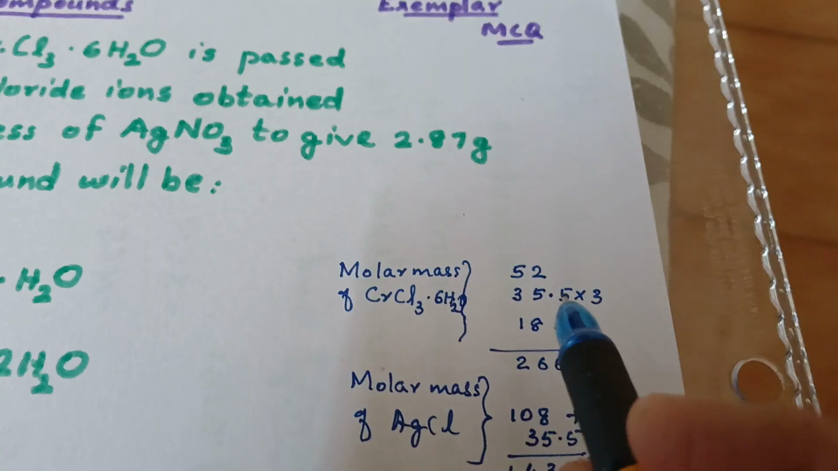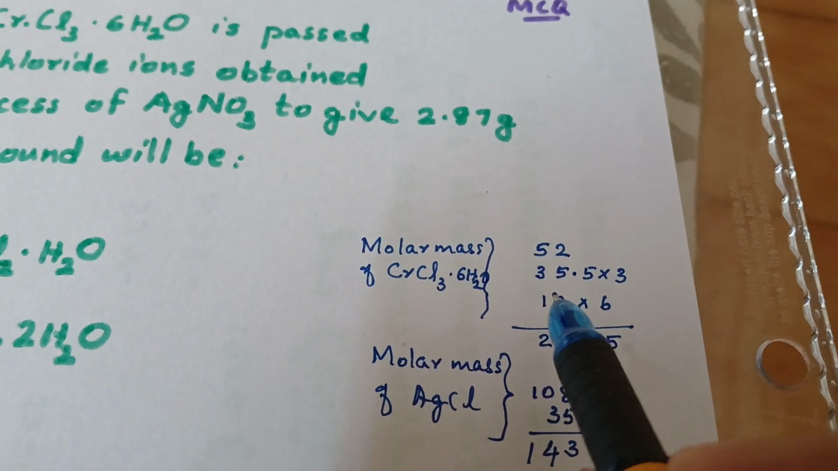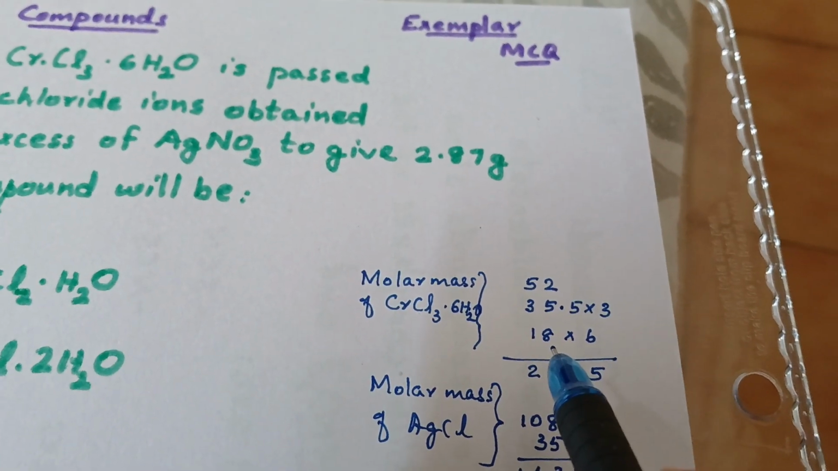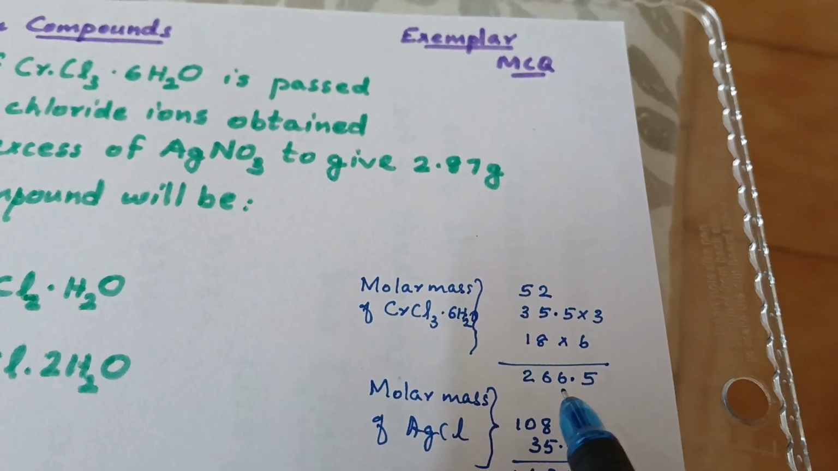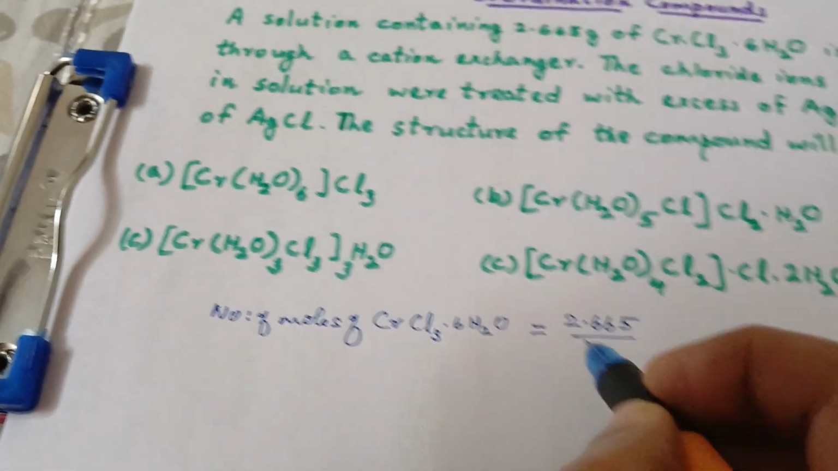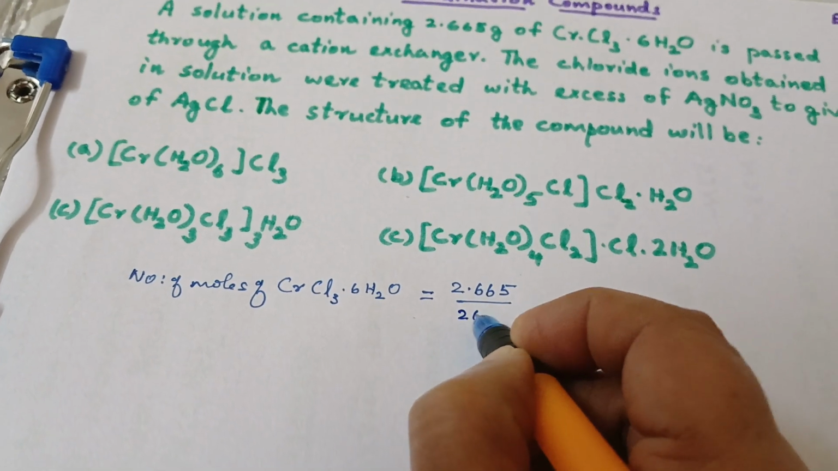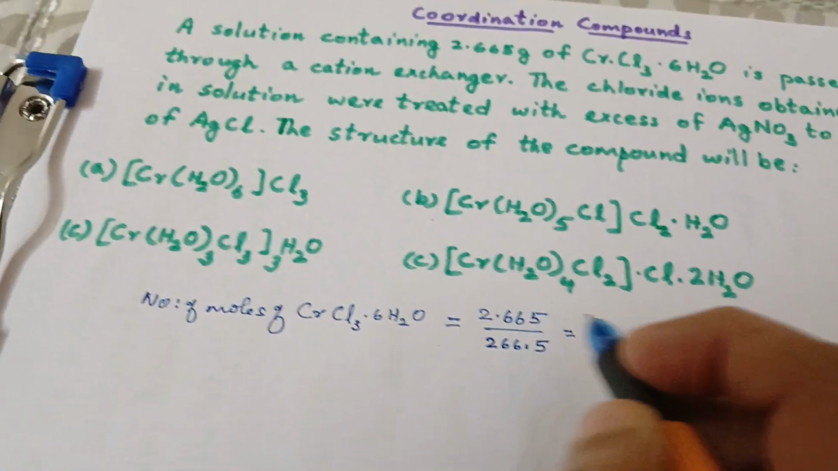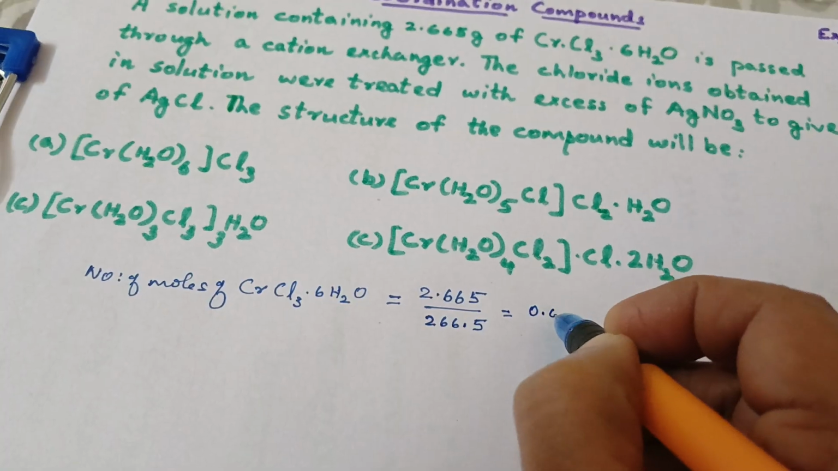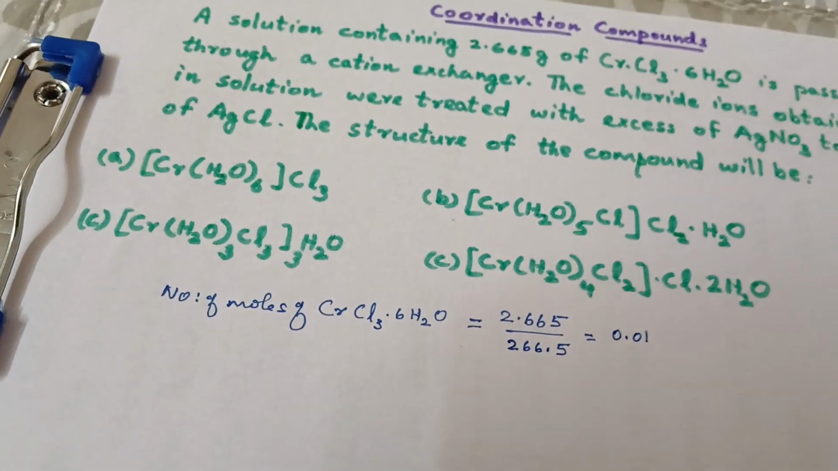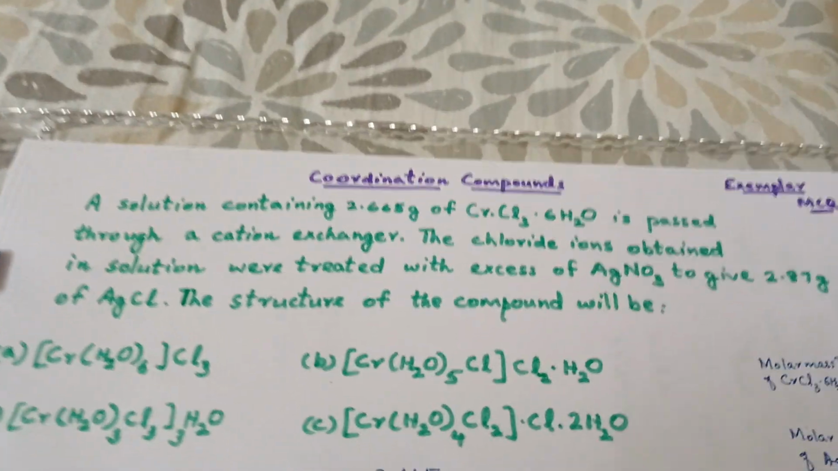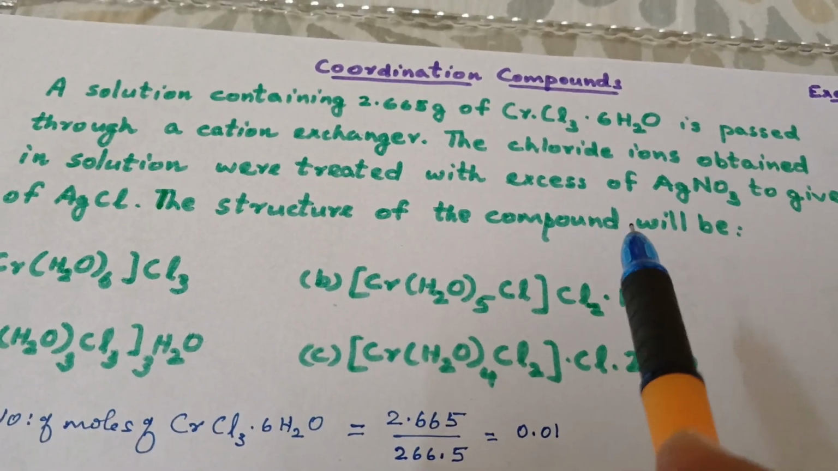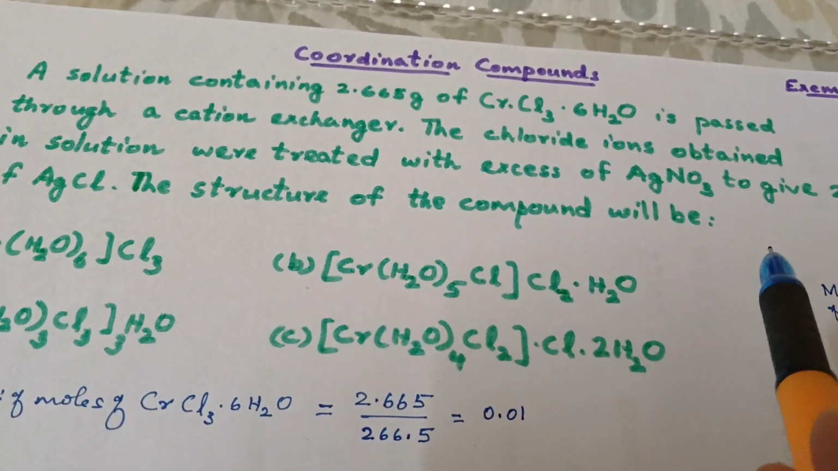Here the molar mass of chromium is 52, for chlorine it is 35.5 into 3, and for water molecule it is 18 into 6. So 266.5. So 2.665 divided by 266.5. We can alter the decimals and see that it will be 0.01 mole of CrCl3.6H2O is present.